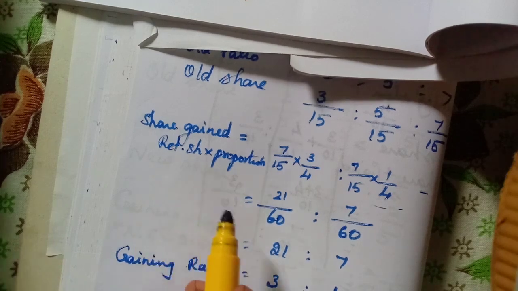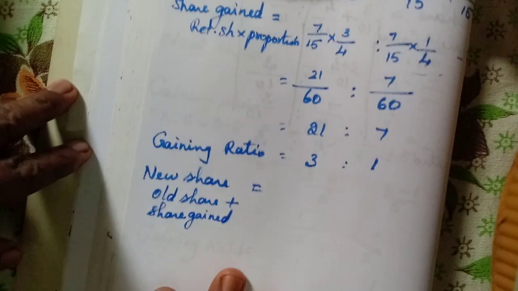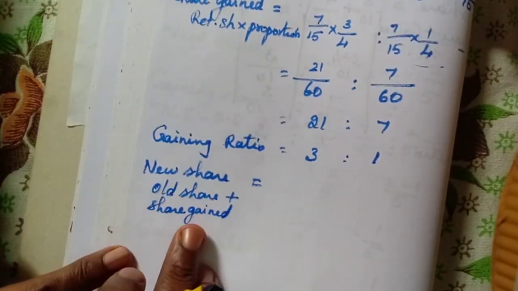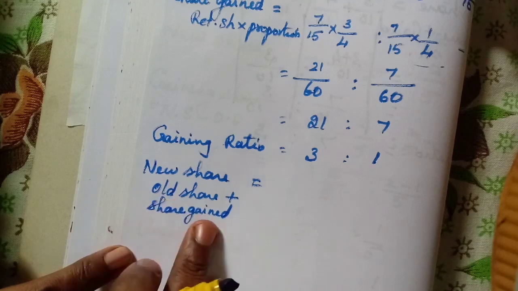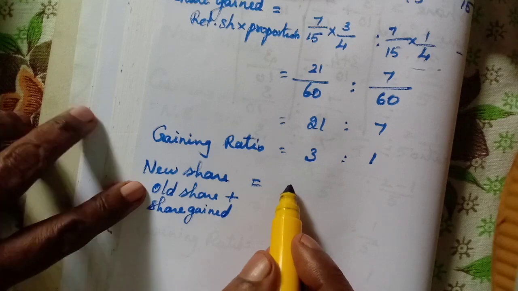Share gained only, gaining share. Okay. Next, new share. New share, what is the formula? Old share plus share gained. Gaining share. First, if you write, you have to write old share, then share gained. Okay. Now, for this partner, what is his old share?